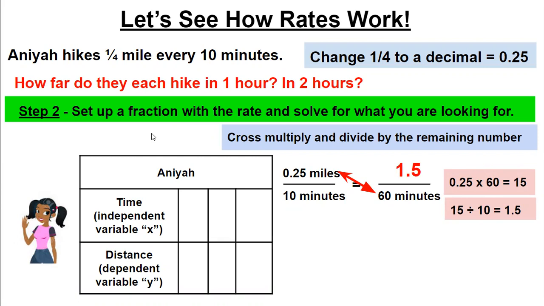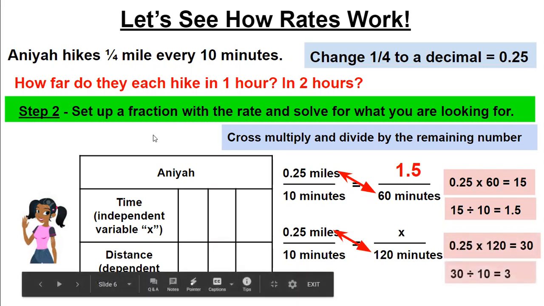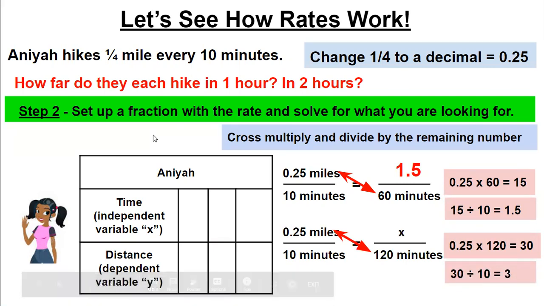Now we have to figure out how far Anaya walks in 2 hours. We set up the same initial proportion, 0.25 over 10 minutes equals something over 120 minutes, because 60 minutes plus 60 minutes is 120 minutes. That's 2 hours. I cross multiply 0.25 times 120, and that'll give me the answer of 30. And then I divide by the 10 minutes, and that will give me 3. So in 2 hours, Anaya walks 3 miles.